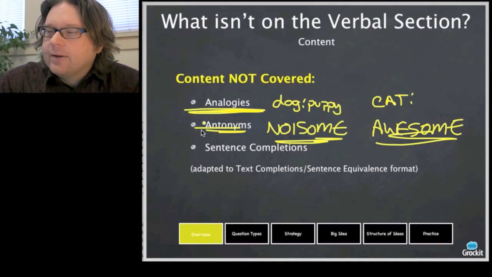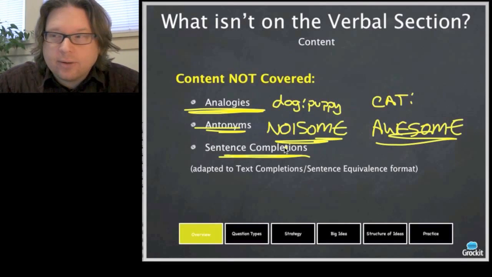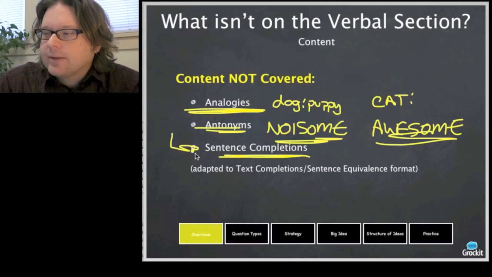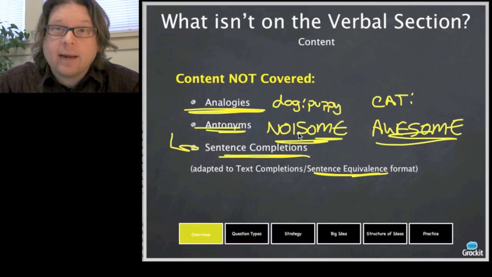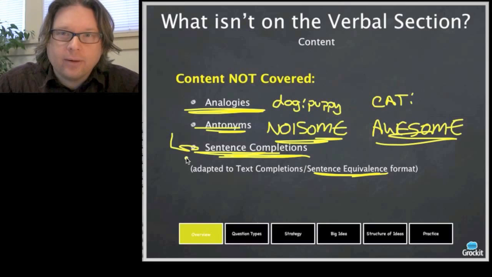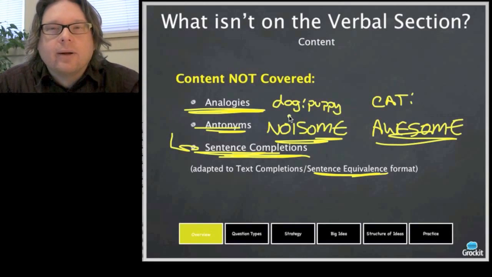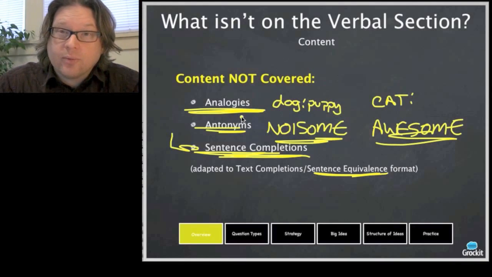So analogies, antonyms, and then sentence completions, where you had to fill it in with the correct word. These were relatively close to the sentence equivalence ones, although with sentence equivalence, you just have to match two answer choices with the sentence, whereas with sentence completion, you had to plug in the one word that matched the tone and meaning of what else was going on. So they've given you more context, with less emphasis on just straight up memorizing lists of words.